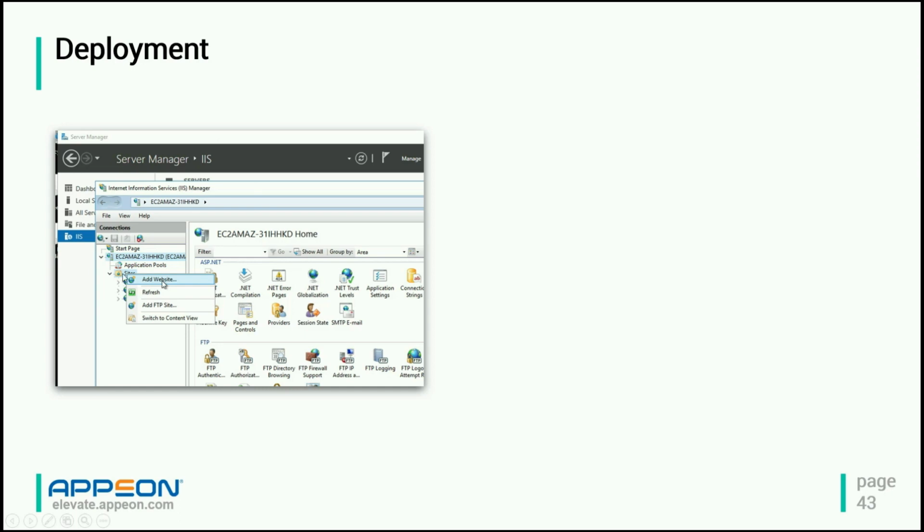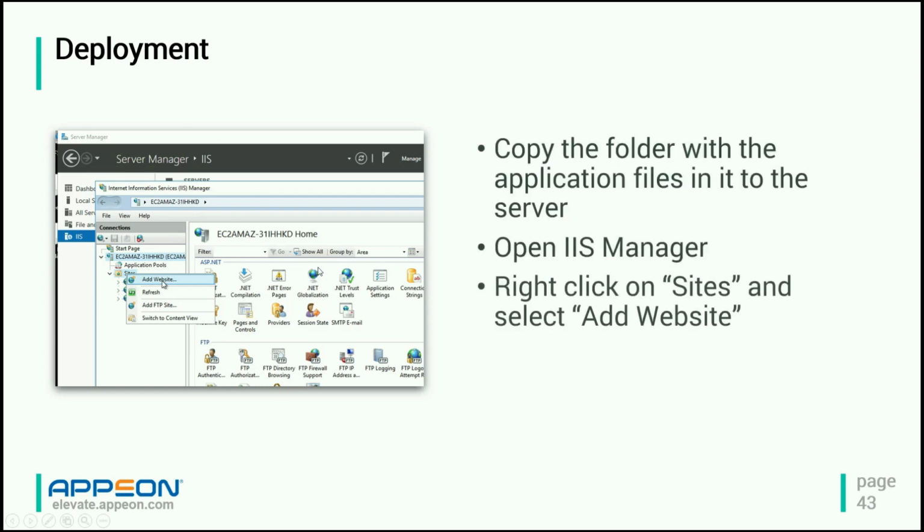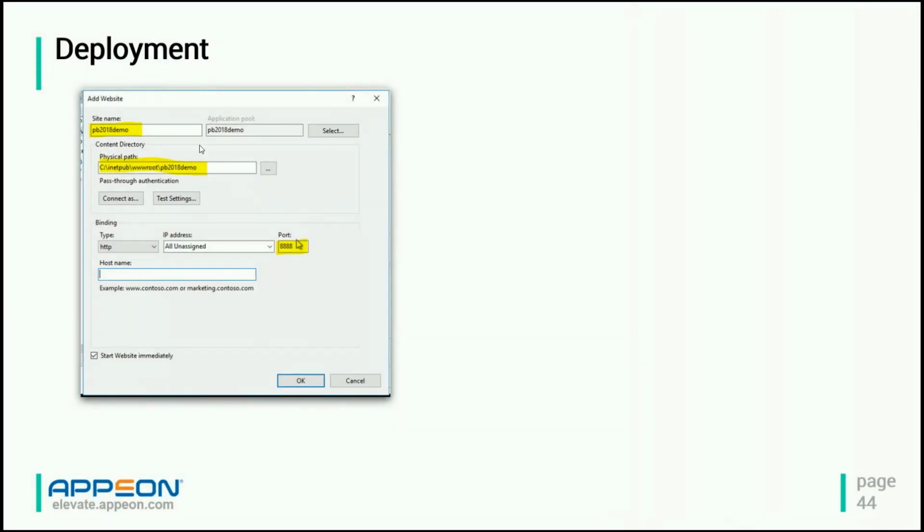So what I do is I go into the IIS manager, and on the sites folder I click Add Website. Give it a name, and I point it to the folder that I unzipped the deployment files into. And then I need to pick a port on the machine that's not being listened to for anything else. In this case I picked 8888.